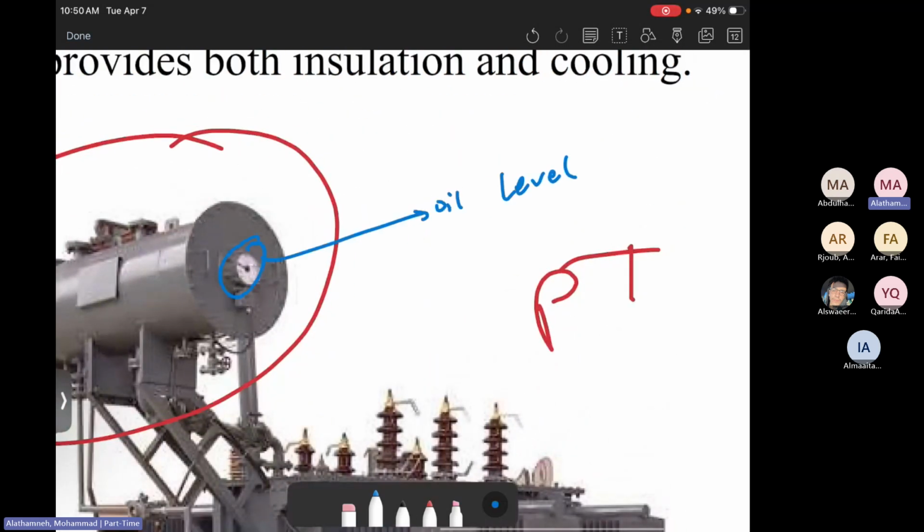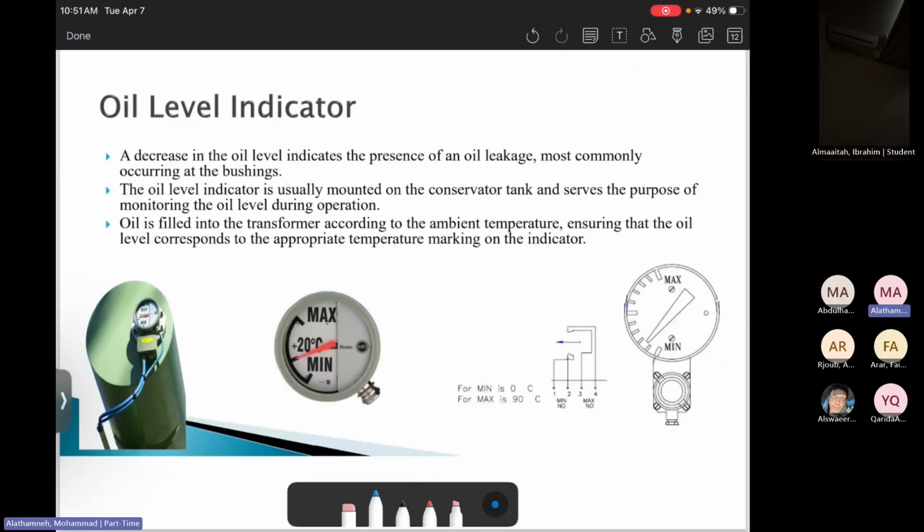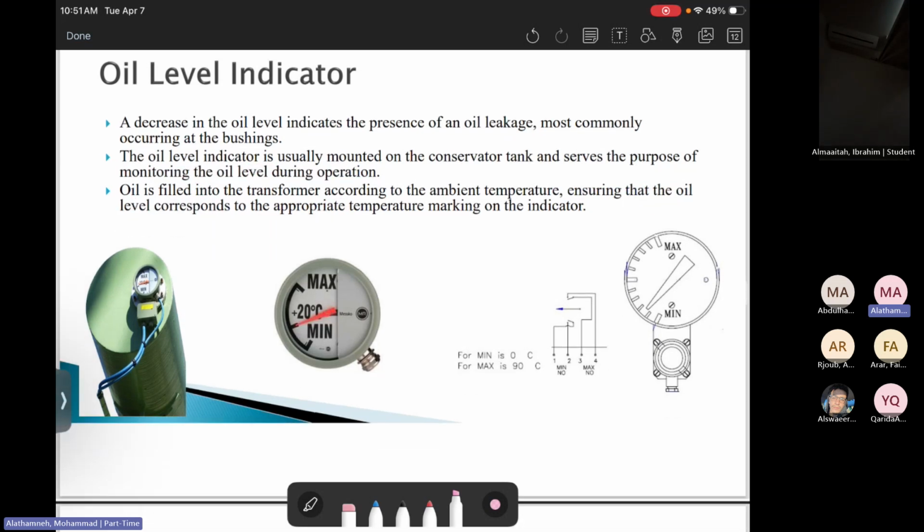Oil level indicator. What is the point of using an oil level indicator? It will tell you where the oil is, whether it is exceeding the maximum or below the minimum. Under normal operation there is no problem, but we need to monitor that the oil is fine. If there is a leakage or too much oil, you will see it at the max. We just like to ensure the oil is at a safe level. If something is wrong, you can look at the oil level, and it will tell you there is an oil leakage.